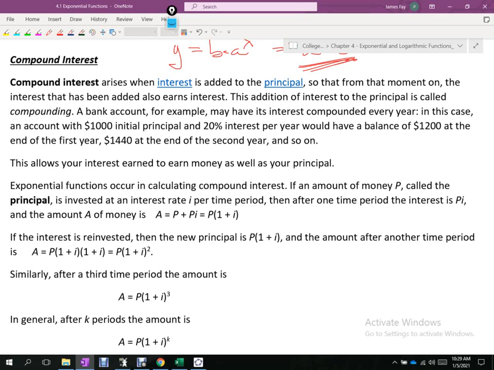Now, with compound interest, we can compound it annually, once a year. We can do it semi-annually, twice a year. We can do it monthly. We can do it quarterly. We can do it daily. We can do it hourly. We can do it instantaneously. We'll get into all that kind of stuff later on. But that's the idea of what compound interest is. Basically, the money that you made off of interest will then also eventually gain interest. Is everyone okay with that?